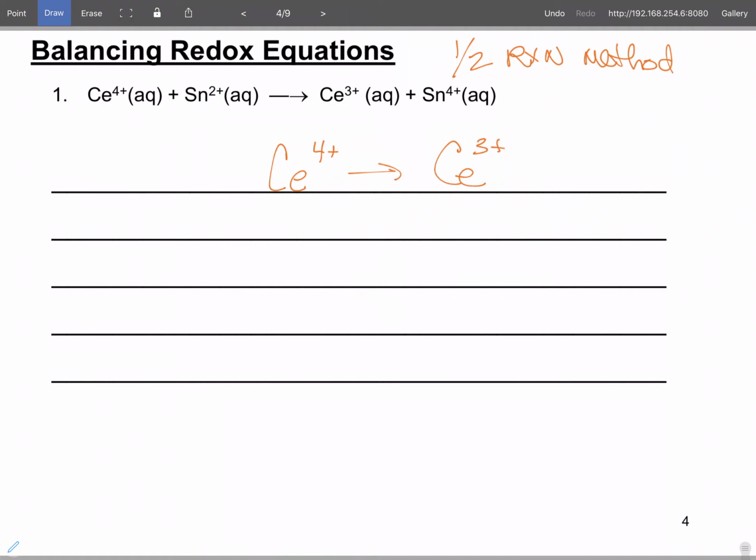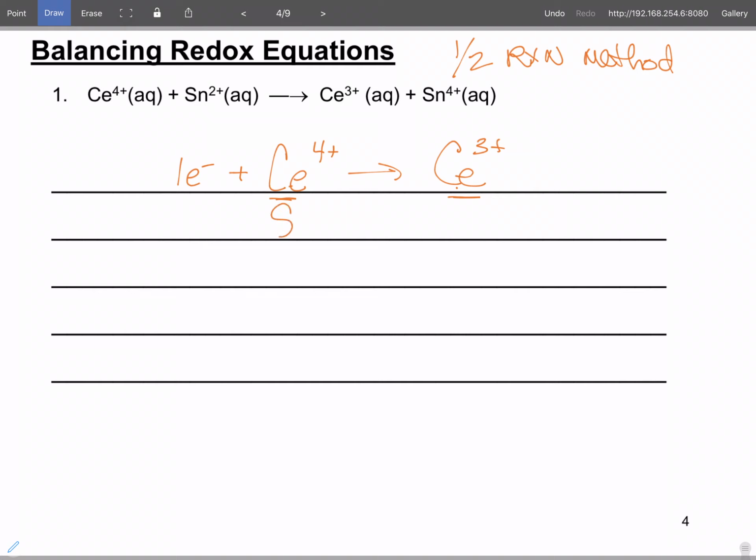Now, if you'll notice, I'm not worrying about the states. Should you write them in? Yes. Do you have to? No, not until you get to the end. So we look at it, and we have one cerium and one cerium, so it's mass balanced. Now we look at the charges. On the reactant side, we're looking at 4 plus. On the product side, we're looking at 3 plus. So we can add electrons. How many electrons do we add to what side? We're going to add 1 electron to the reactant side, because 1 minus plus 4 plus equals 3 plus. So now we're mass balanced and charge balanced.